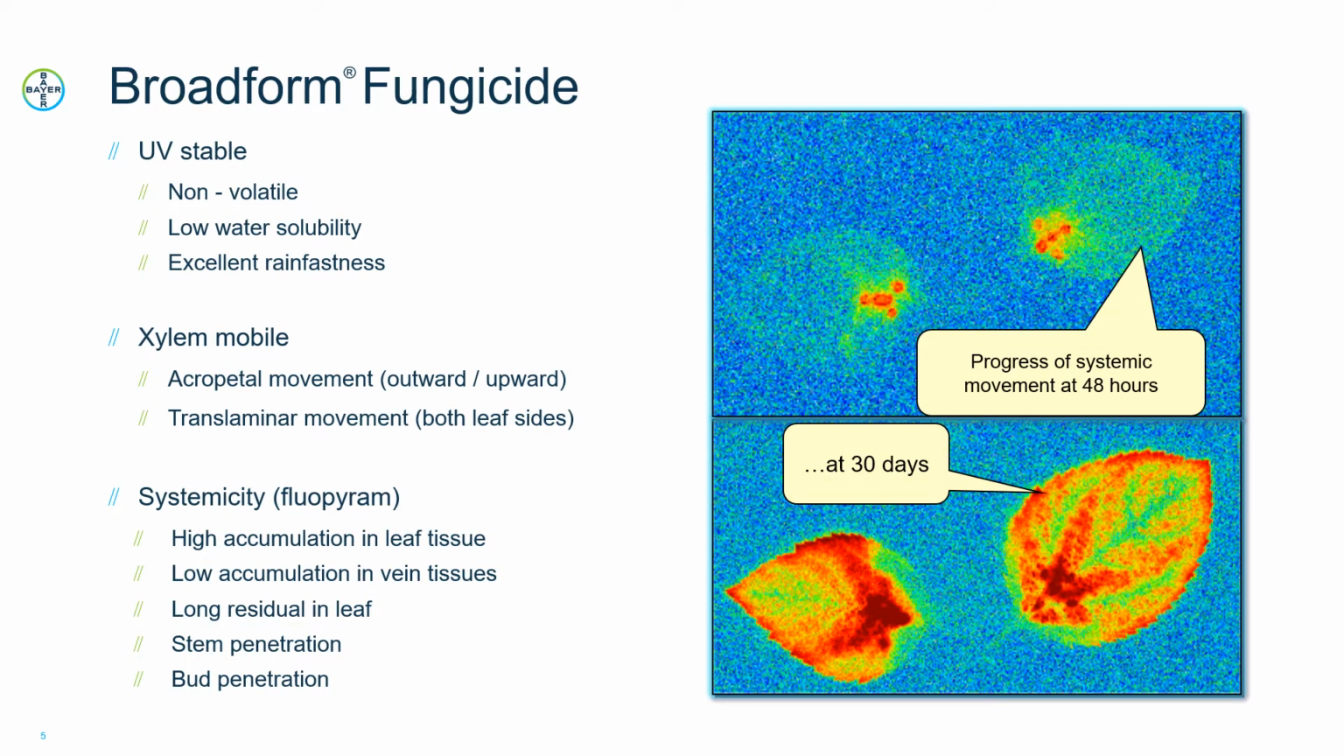Broadform is UV stable with low volatility, water solubility, and becomes rain fast upon drying on the surface of treated plants. Broadform is a systemic fungicide that moves upward and outward in the plant xylem and has excellent translaminar activity for added leaf protection. Broadform penetrates and moves into stem, leaf, and bud tissue for long-lasting residual protection of the plant canopy.